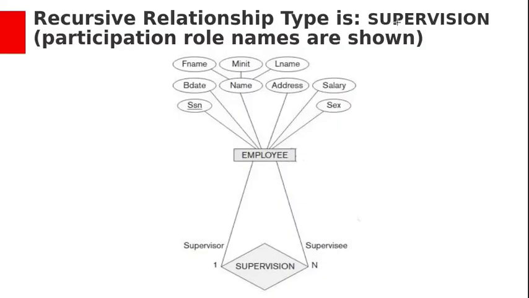A recursive relationship. The same entity participating in a relationship with itself. One entity will participate in a relationship with itself. Such kinds of relationships are called recursive relationship types. Here, the employee entity participates in the supervision relationship with itself in 2 different roles. One as supervisor and another one as subordinate.